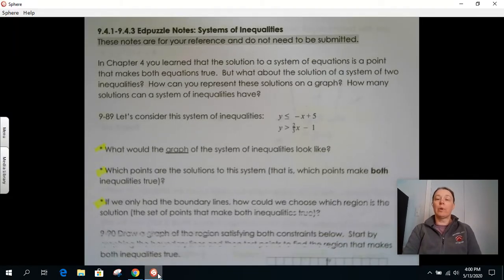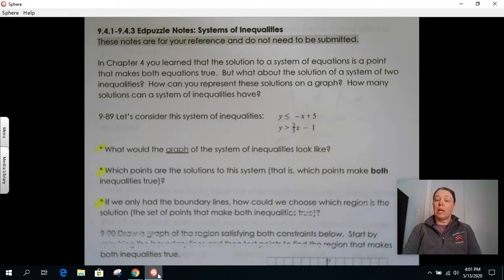If you remember back in chapter 4, we talked about solving systems of equations. We started out by graphing lines, and the point where they intersected was your solution. Then we talked about substitution and elimination. But what if you had a system of two inequalities? How can we represent that solution as a graph, and how many solutions are going to exist?